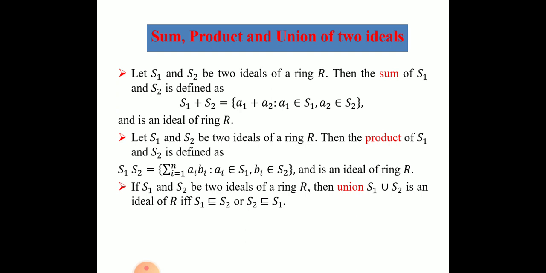But what about the union of two ideals? If we consider two ideals S1 and S2, then their union need not be an ideal. It may or may not be an ideal, but the union will be an ideal of a ring R if and only if one of them is contained in the other. That is, if and only if S1 is contained in S2 or S2 is contained in S1.